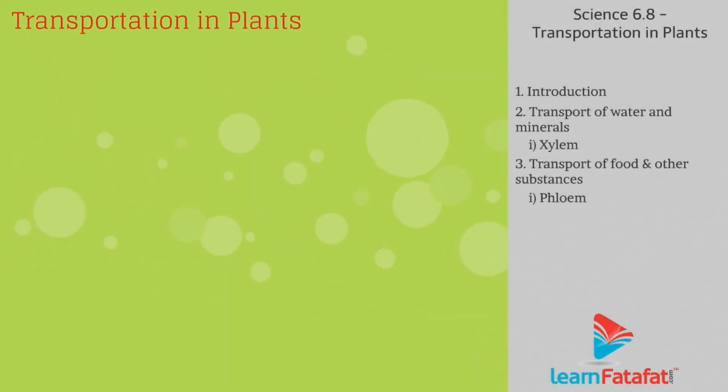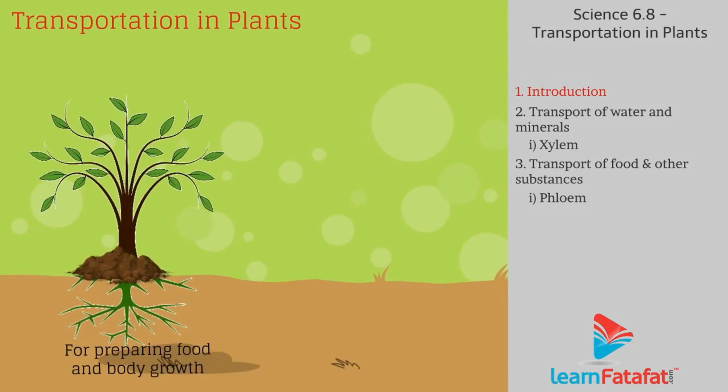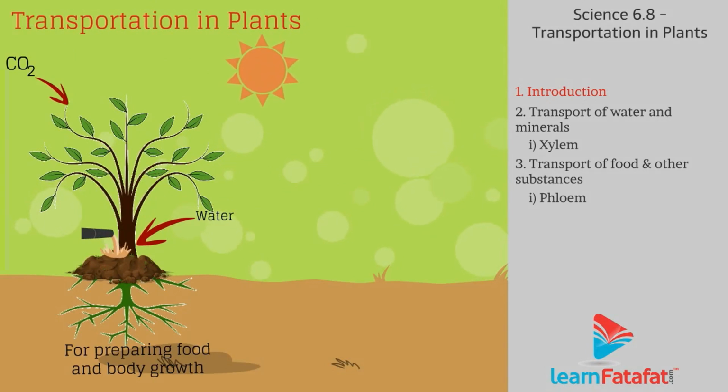Transportation in plants. Plants need carbon dioxide, water and other raw materials to prepare their food and for body growth. Plants obtain these raw materials at specific parts. For example, leaves take carbon dioxide from atmospheric air. Roots take minerals from soil. These raw materials need to be transferred from one part to another.